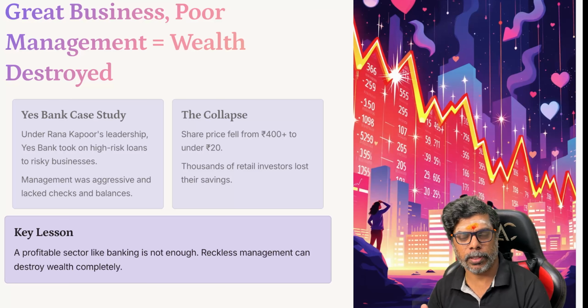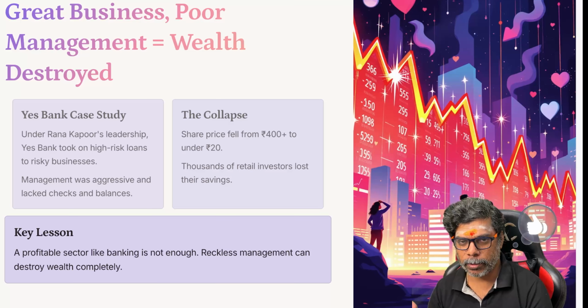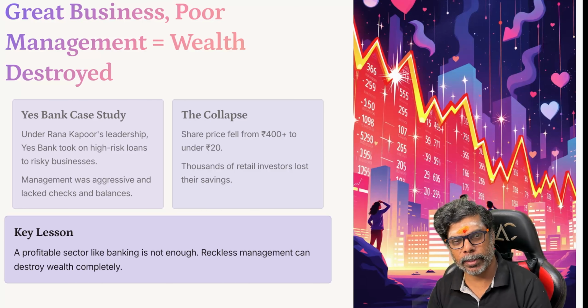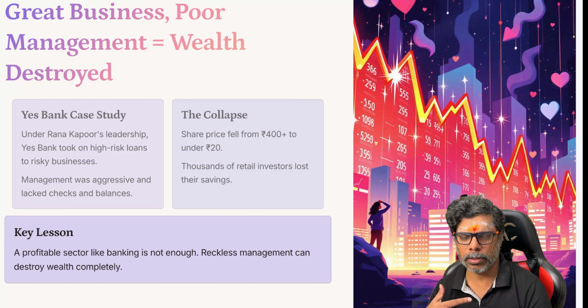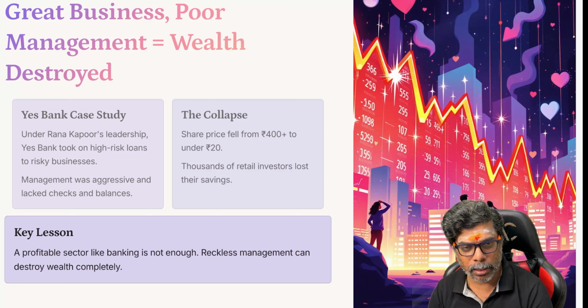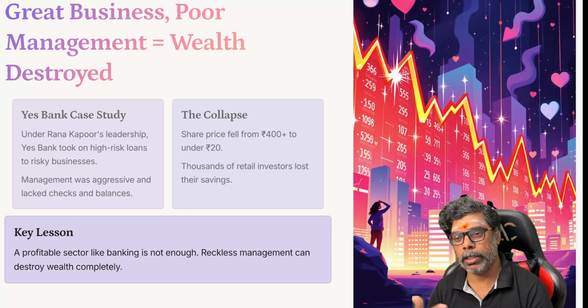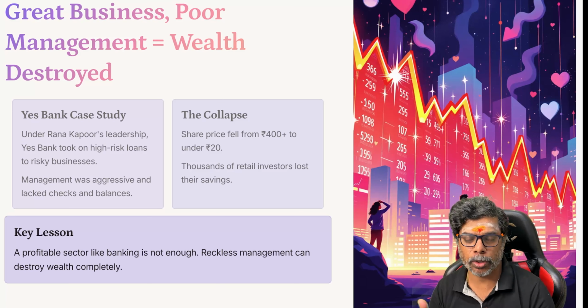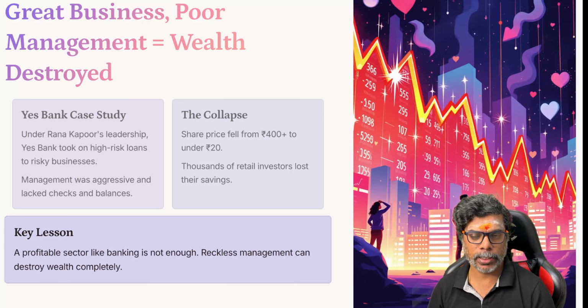So the key lesson from Yes Bank is, banking is a profitable sector, right? But that doesn't mean you can just get into it. You have to understand the people behind it. Most banks are independent or professionally run businesses governed by SEBI or RBI, but there are a couple of banks owned by an individual. An example is Yes Bank. So you need to be very careful in acquiring this kind of company.